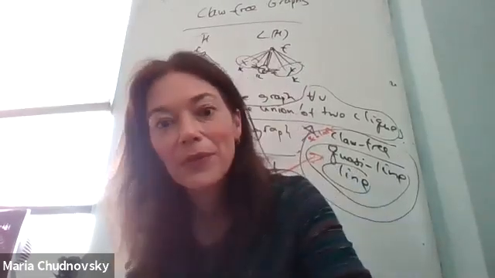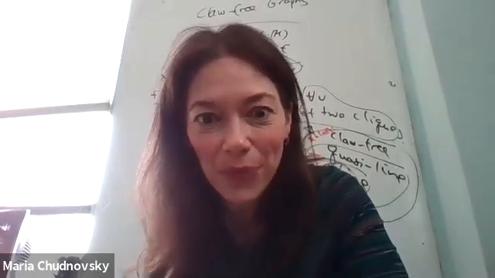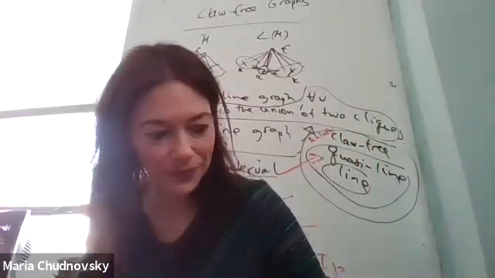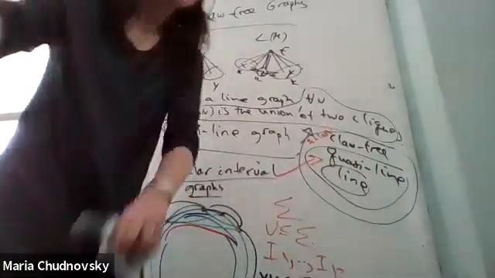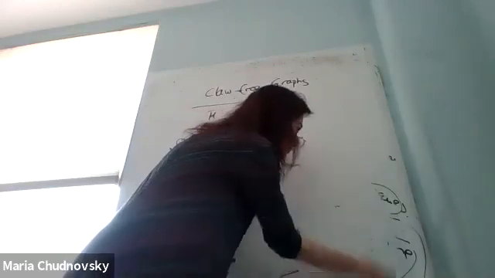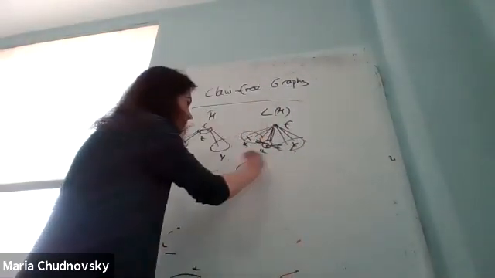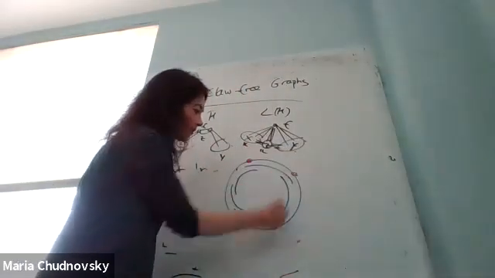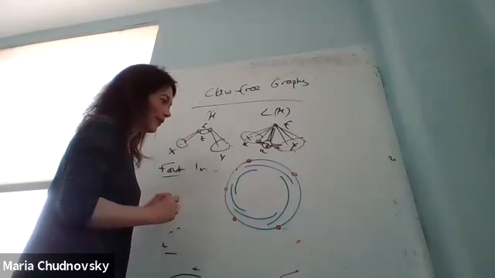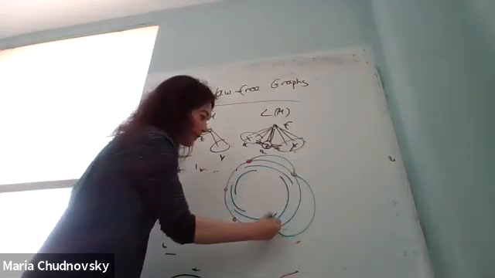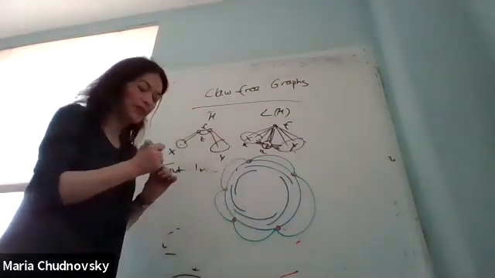Somebody asked, are circular interval graphs perfect? They're not, because you can represent C5 as a circular interval graph. Take this circle and take those intervals and take these vertices, and the graph you get from this picture is precisely that, which is C5.